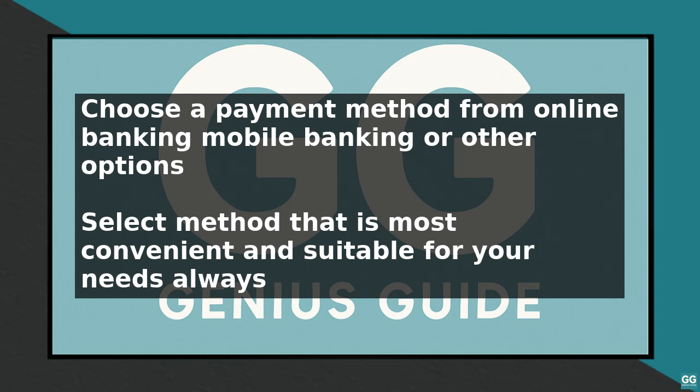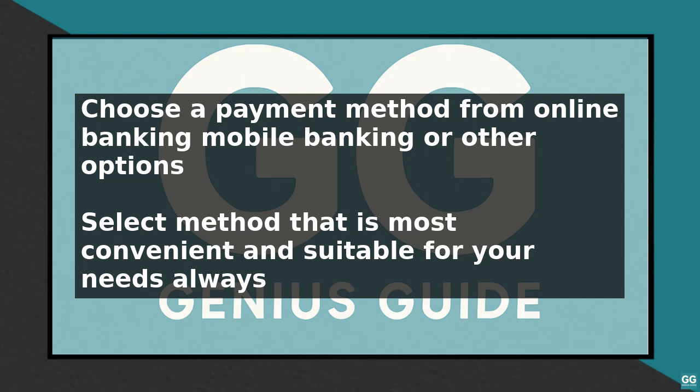For online banking, log into your Wells Fargo account, select your auto loan, and choose the payment option. Enter the payment amount and confirm the transaction. For mobile banking, open the Wells Fargo app, select your auto loan, and follow the prompts to make a payment.